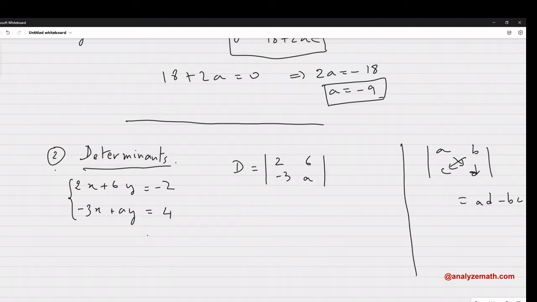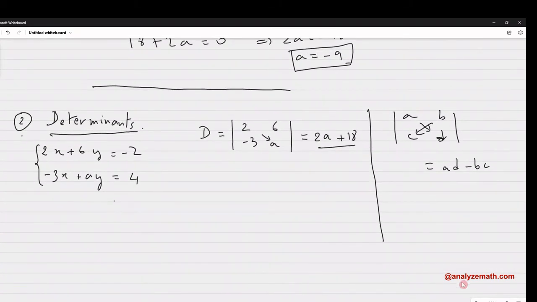So this is just a quick review. So here we will have the determinant 2 times a minus 18, that's plus 18. You define two other determinants, Dx. Dx is the same as this. You just replace the coefficients of the x by the constants. So minus 2 and 4.